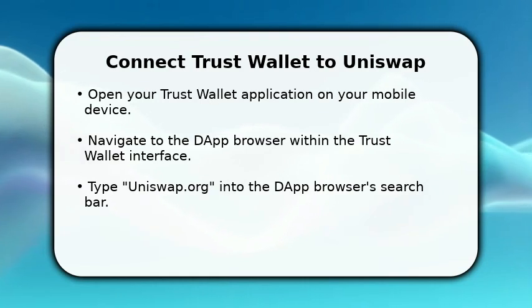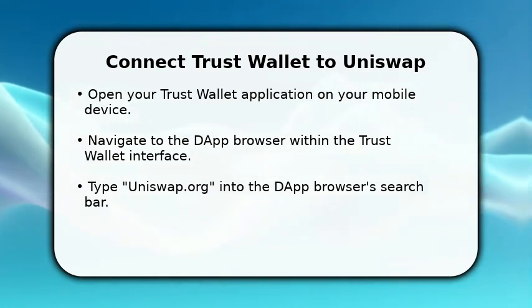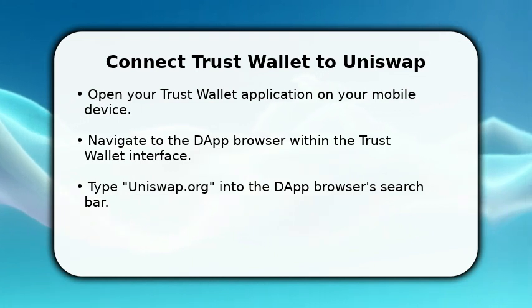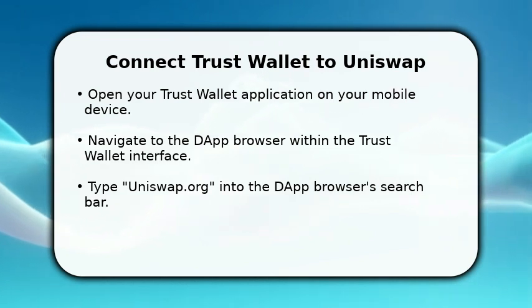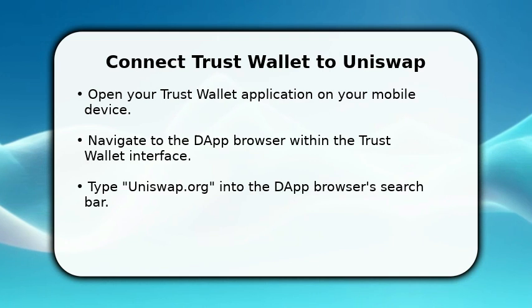In this video, I will show you how to connect Trust Wallet to Uniswap. First, open your Trust Wallet app on your phone. Look for the browser or D-Apps icon at the bottom. Tap on it to open the decentralized application browser.